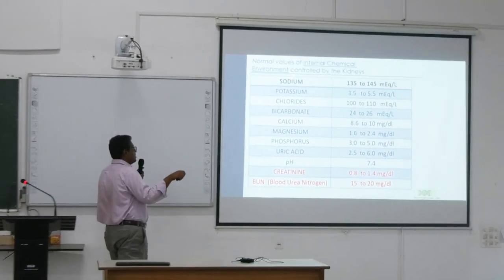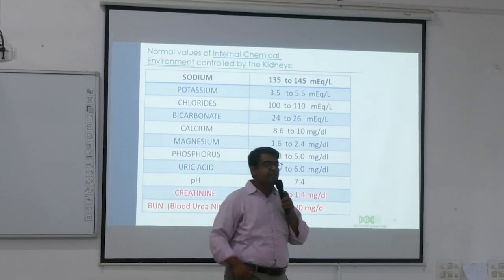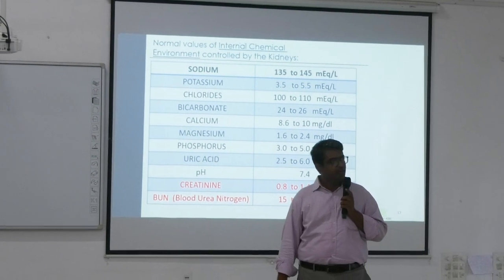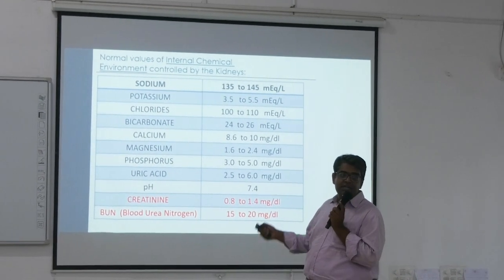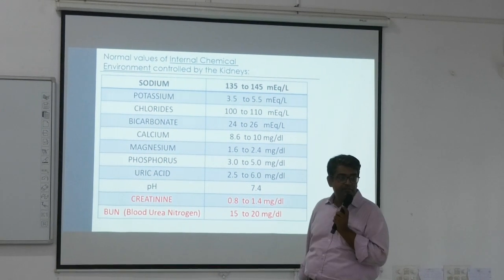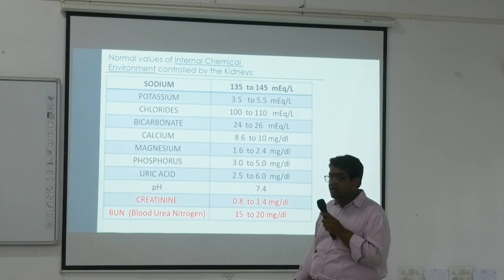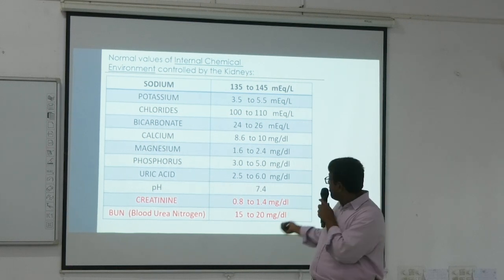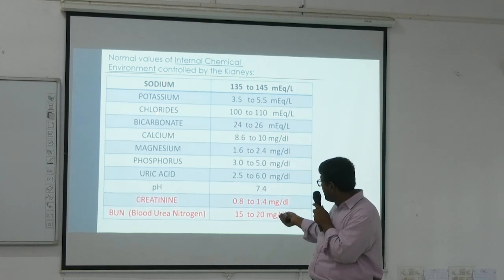These are the special tests that you need to perform if you need an extended renal function test. Okay? You need to perform sodium, normal levels 135 to 145. You need to do potassium, 3.5 to 5.5. You need to estimate chlorides, 100 to 110. Bicarbonate, 24 to 26. This is very important.